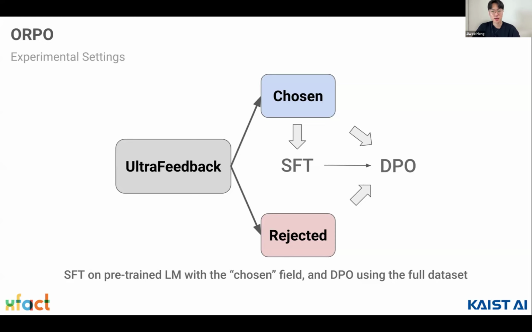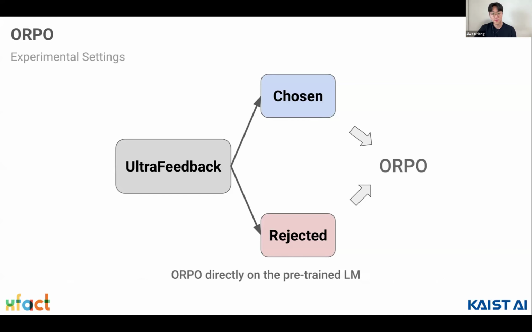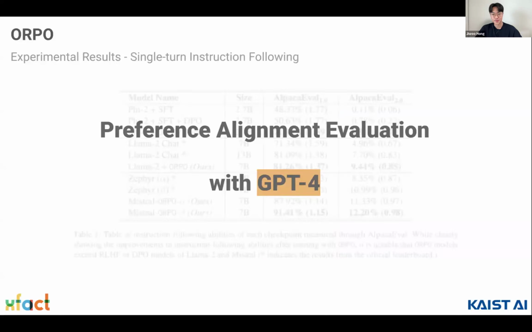So to compare to DPO, we do SFT on the chosen responses first for the pre-trained language model, and then we apply DPO on top of that as the SFT model in DPO's case. However, in ORPO, as we discussed in the previous slides, ORPO directly uses the UltraFeedback dataset to train the pre-trained language model.